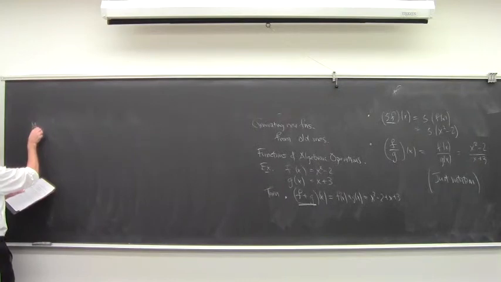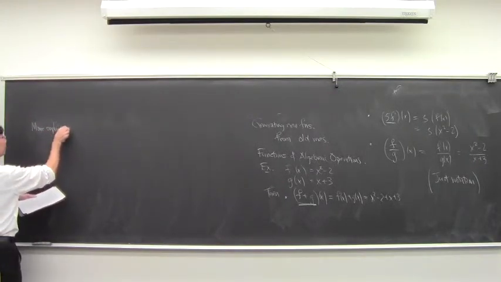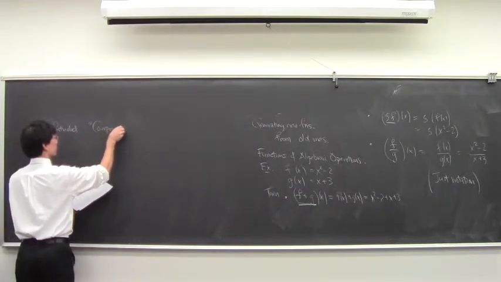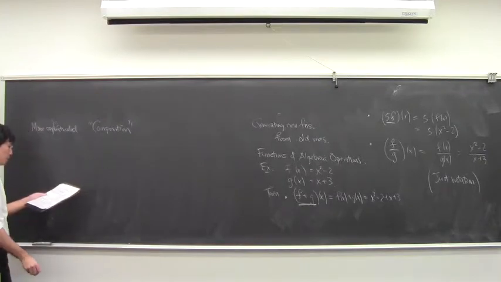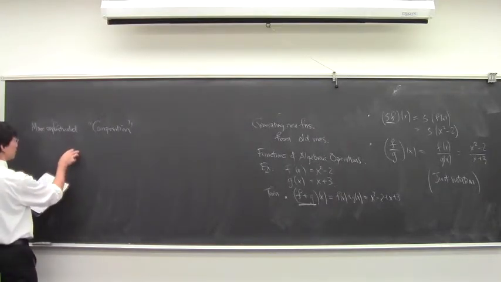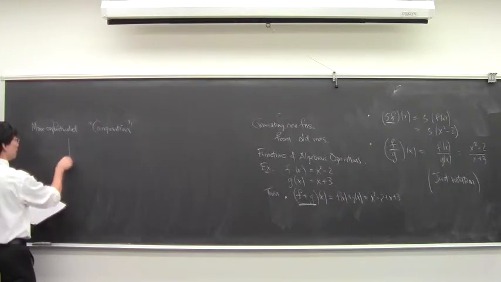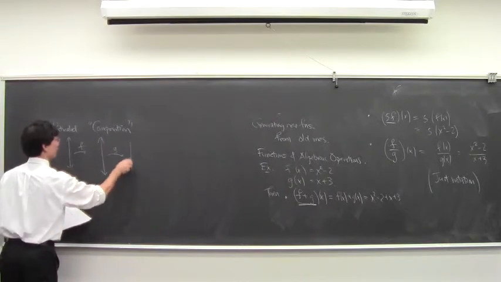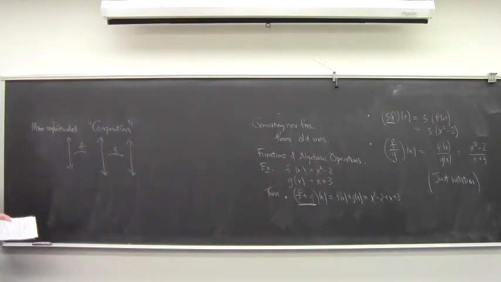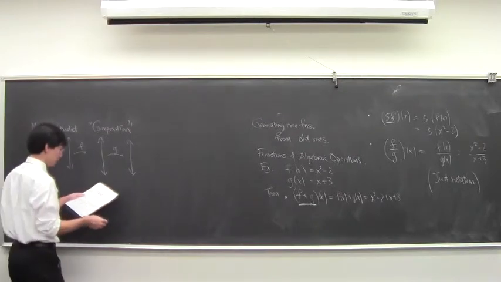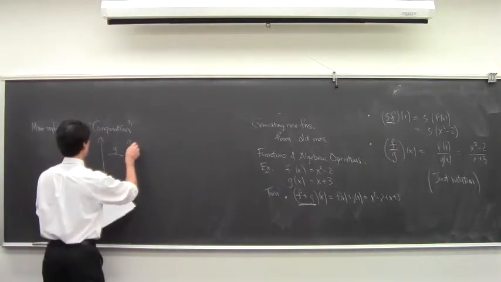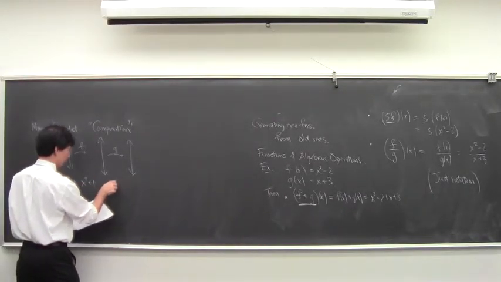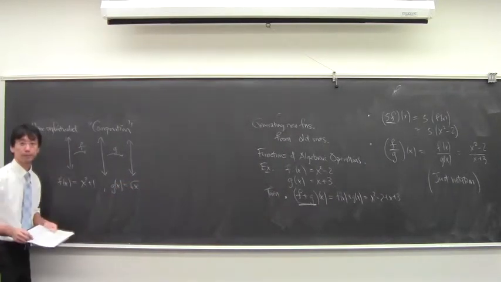Now something more sophisticated, the so-called composition. It's just slightly more sophisticated. You have one function, and then you have another function following it. So for example, let's say that f of x is x squared plus 1, and g of x is the square root of x.